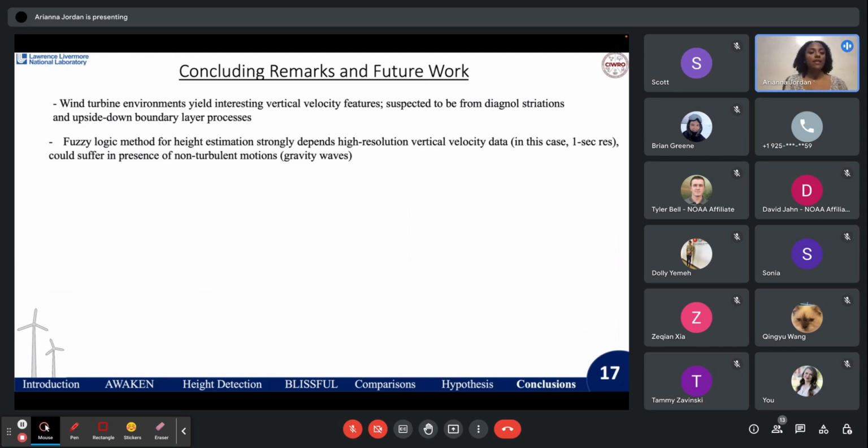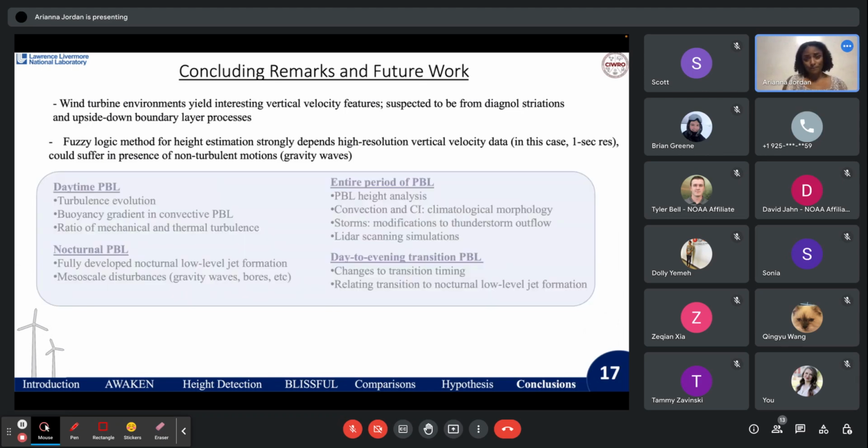And then also the fuzzy logic method for height estimation strongly depends on high resolution vertical velocity data, at least, and in this case, we can get the resolution up to 1 second. That's also why for AWAKEN, we set those resolutions to be really high in the turbulence. However, it's possible that this wouldn't be the case if there's the presence of non-turbulent motions, such as gravity waves, as seen from Bonin et al., who developed the method. So that would be something interesting to see if those features do come up.